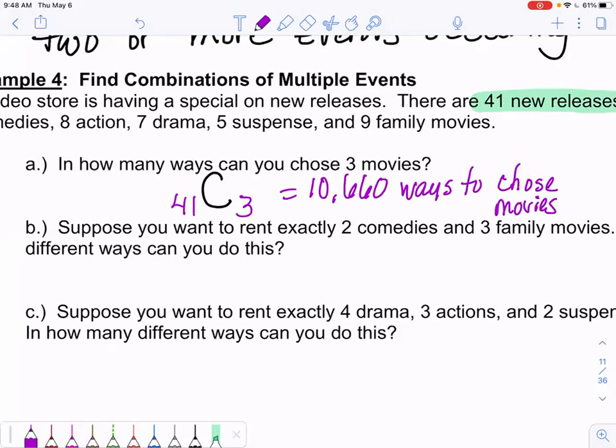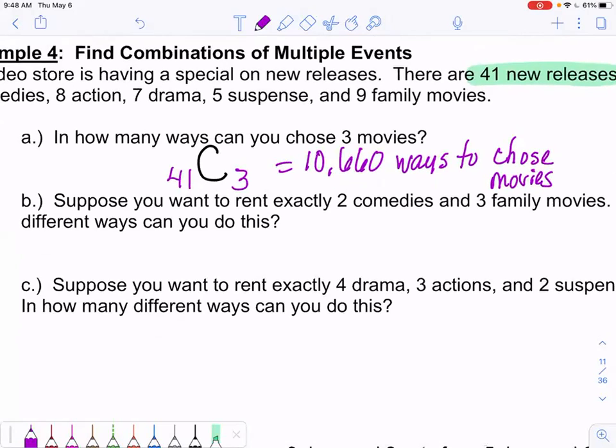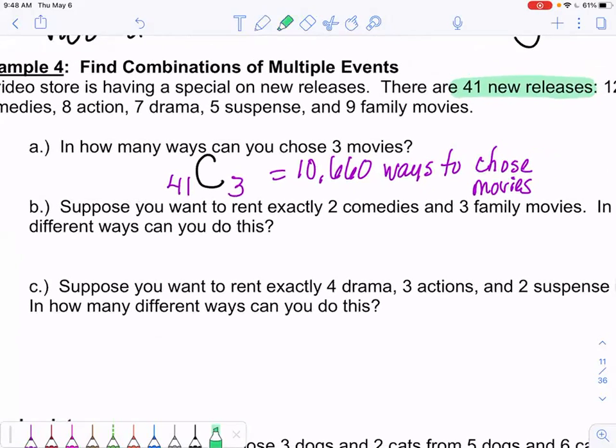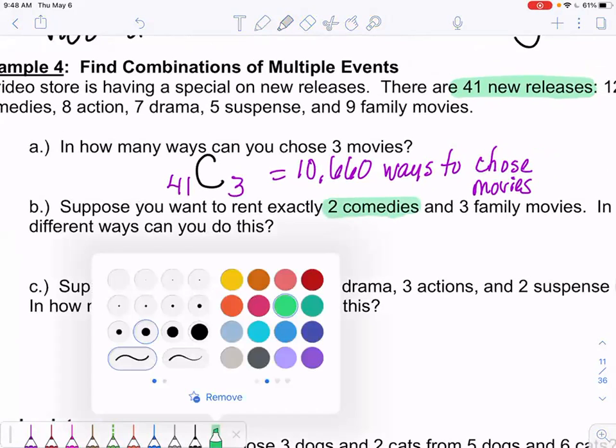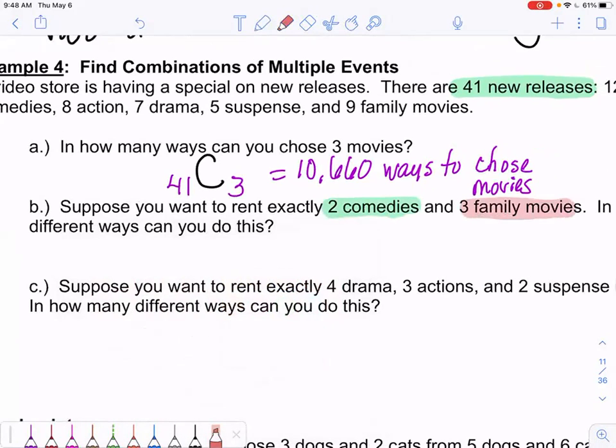All right, the next one. Suppose you want to rent exactly 2 comedies and then 3 family movies. So now I have 2 different types of movies that we're talking about. So we're first going to look at the comedies.